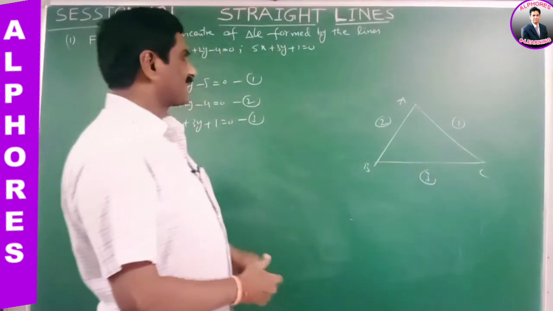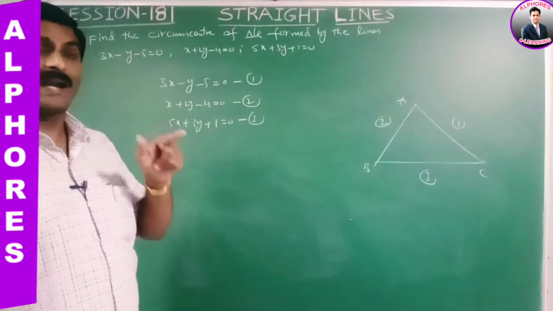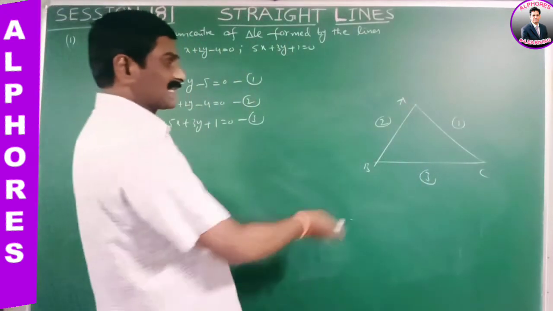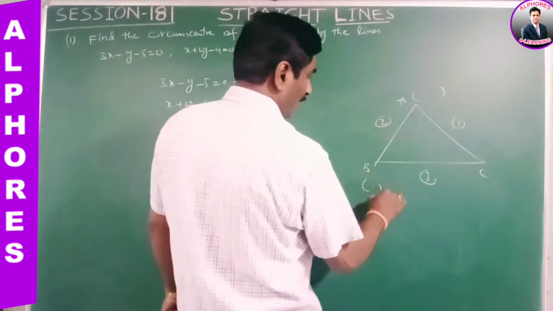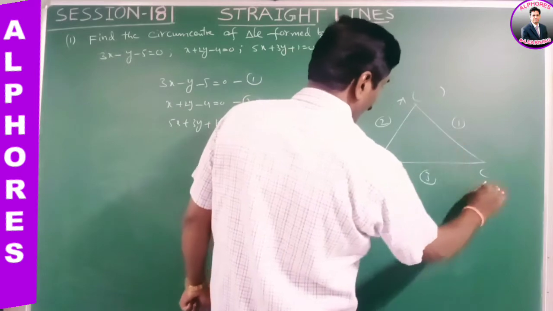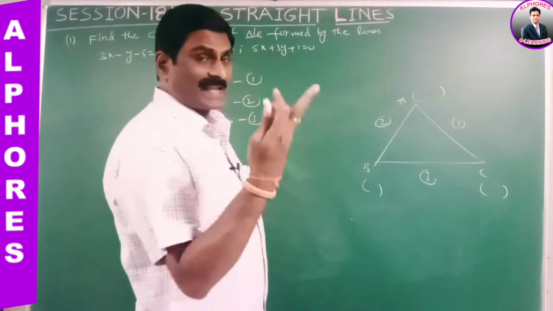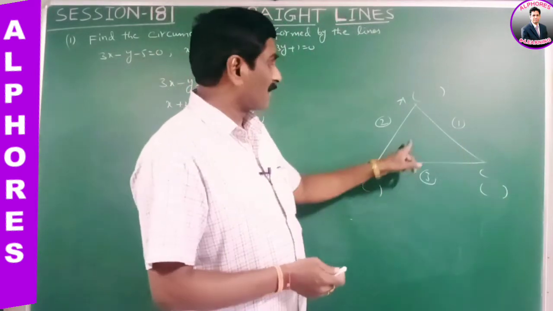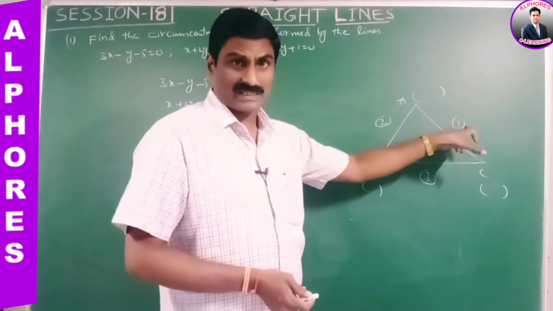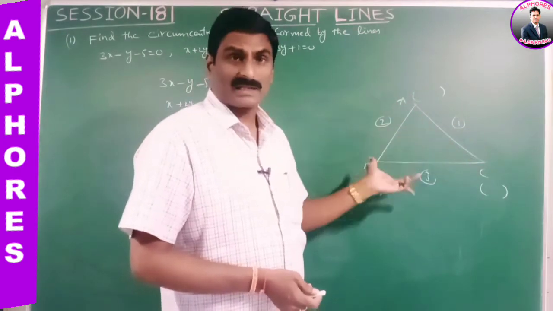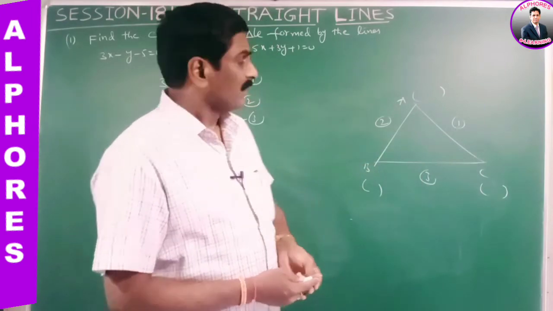In this case, the equations are given. First we find the vertices of the triangle. What are the vertices A, B, C? By solving 1 and 2, we get A. By solving 2 and 3, we get B. By solving 1 and 3, we get C. Next, let S(x, y) be the circumcenter. Then by using the property SA equals SB equals SC, we find the perpendicular bisectors. By finding the perpendicular bisectors, we find the equations. Okay, please note this value.